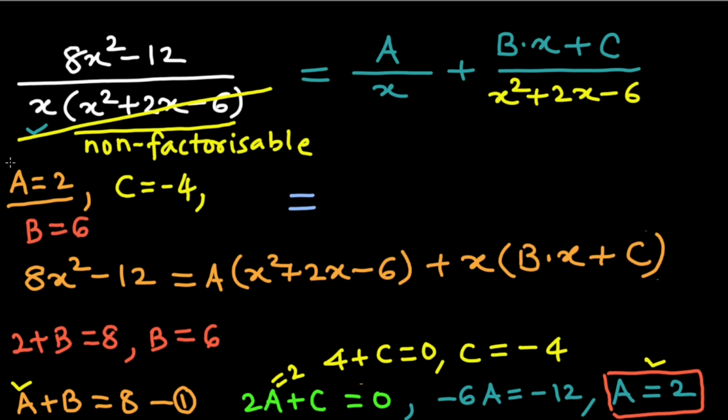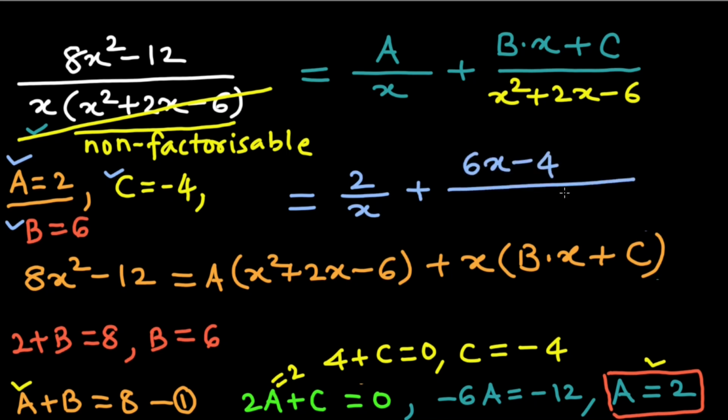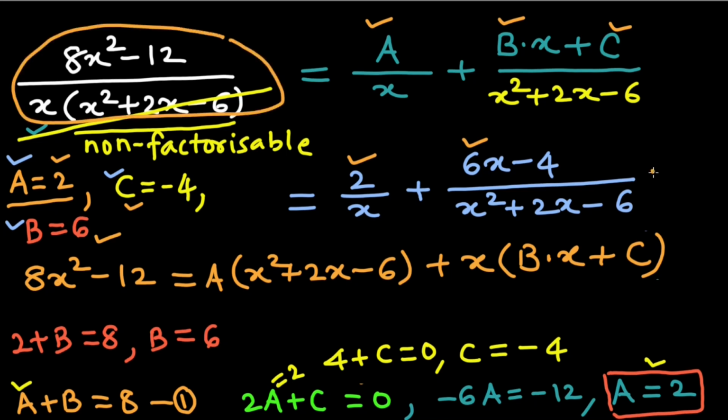Now we will use the values of A, B and C to write the partial fractions as 2 by x plus (6x − 4) by (x² + 2x − 6), where this A is 2, this B is 6 and this C is −4. So this is how we decompose this rational function into partial fractions.